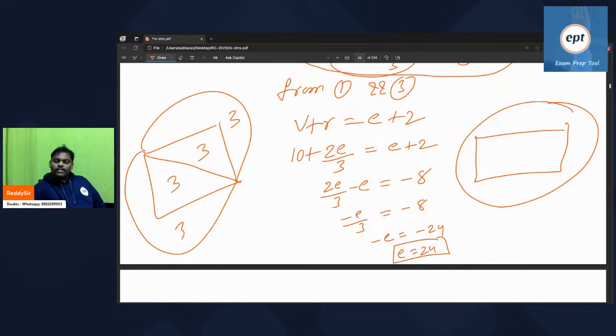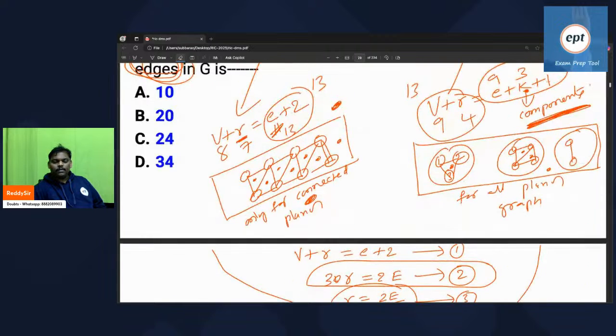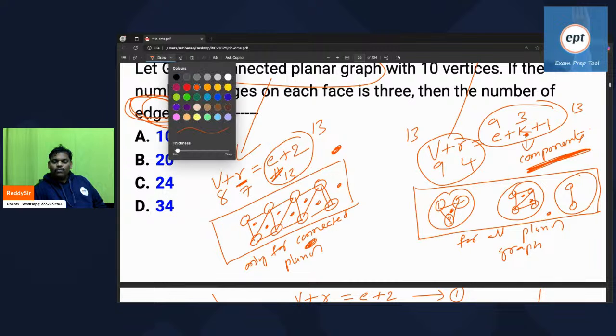Planar doesn't mean that it is a complete graph. Planar means no edge crossing. That is the only thing we can say. So you can use this formula whenever the graph is planar and nothing else is mentioned, whether connected or not connected. Use the second formula.